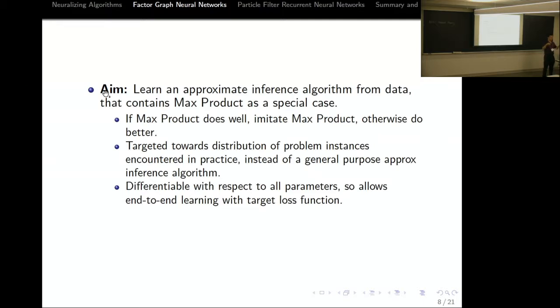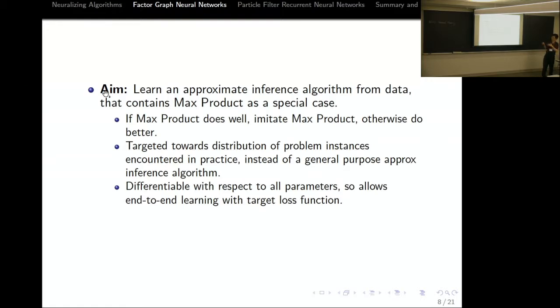One way would be to show that my algorithm contains max product as a special case. So if max product can do well, then essentially we can imitate it, because we are learning. We learn best on the training data. If max product does best on the training data, then we can imitate max product, so we'll do as well or better. So it's targeted towards the distribution of instances that we see. It's not general purpose, where we design for the worst case.